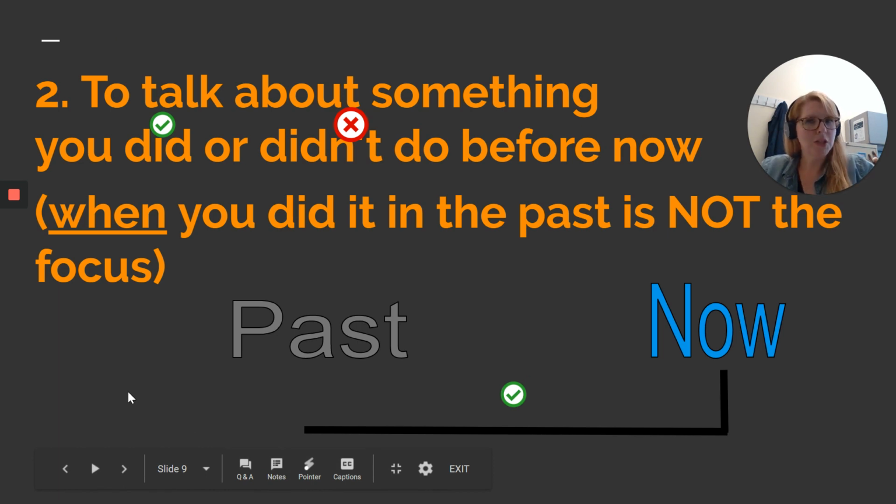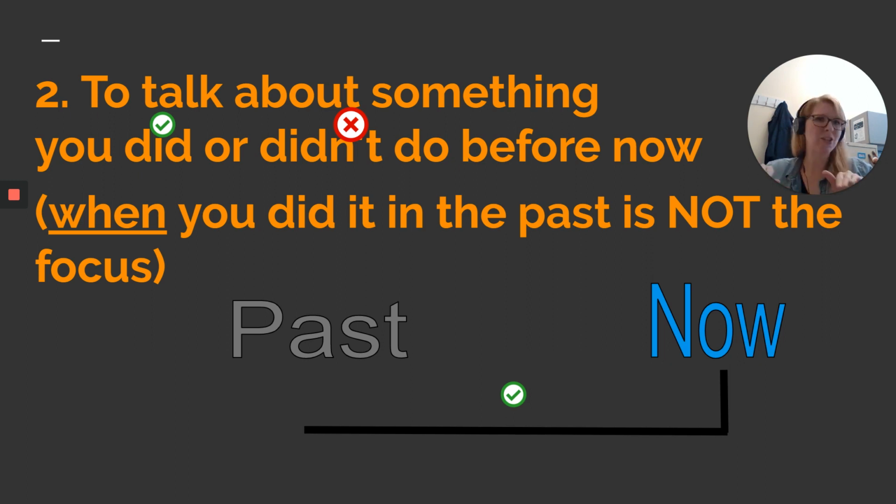So we talked about this just today. Another time we use present perfect is to talk about something that we did or didn't do before now. So again, we have this past and present. You did or you didn't before now. Past and present connected together. Okay? The when, 1999, for 2 weeks.